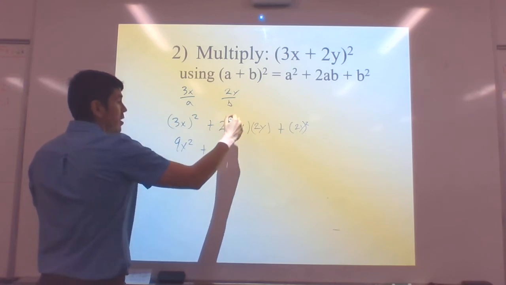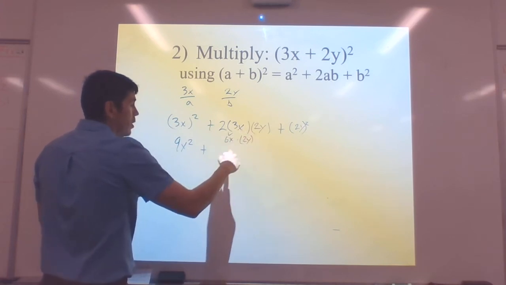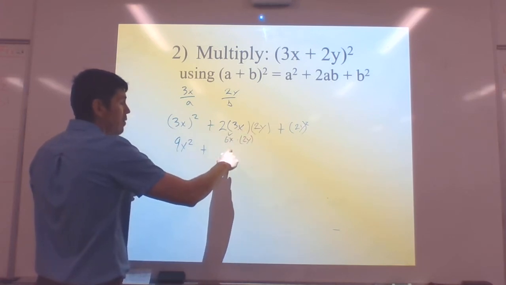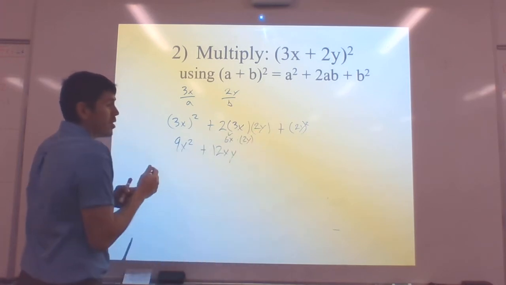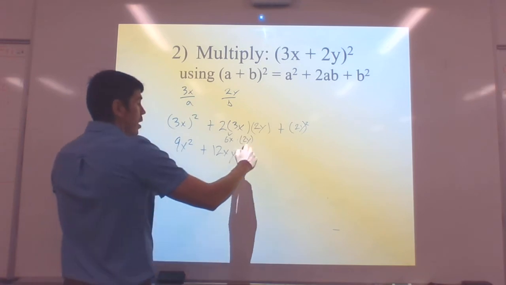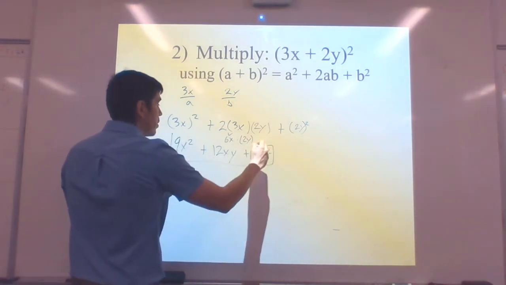6x. So again, this right here is going to be 6x. We still have the 2y over here. So that's going to give us 12xy. Over here, we're going to have 2y squared. What's that going to give us? That's going to give us plus 4y squared. So this is my answer.